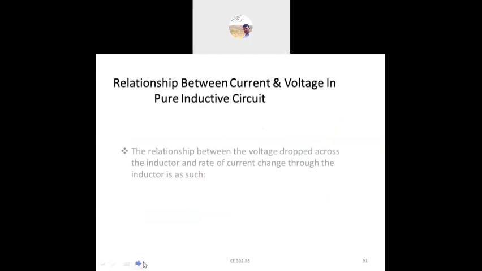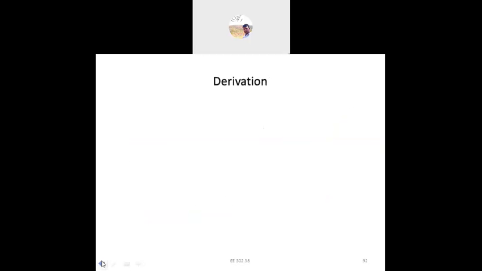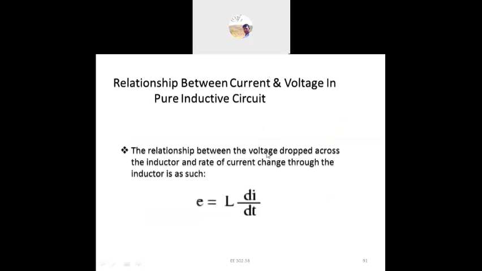Next we'll talk about the relationship in the pure inductive circuit. The voltage drop across the inductor is related to the rate of change of current through the inductor. So E is equal to L di by dt. From Faraday's law, E is equal to minus N d phi by dt. Here L is a constant, so E is equal to L di by dt, the rate of change of current in the circuit.